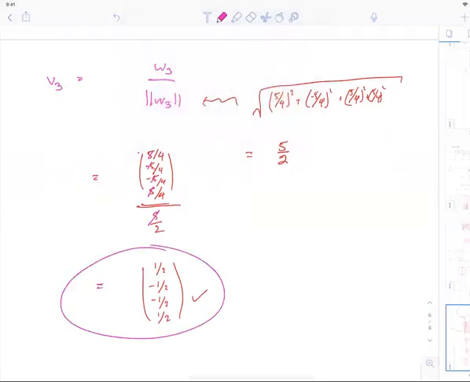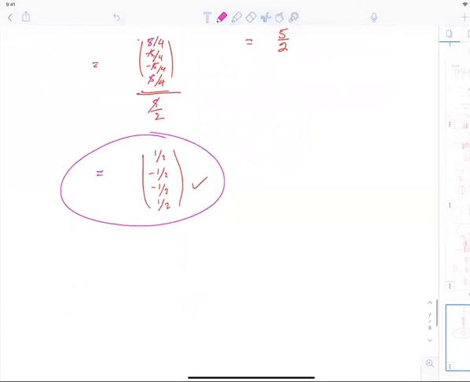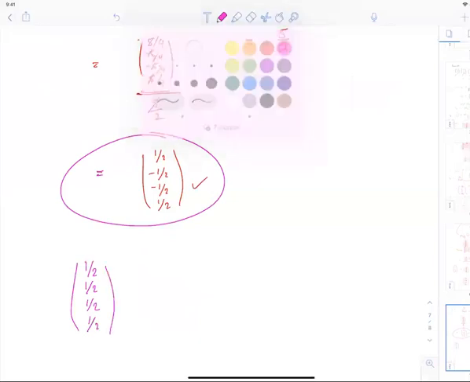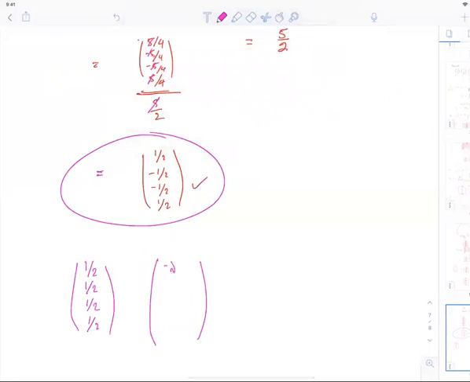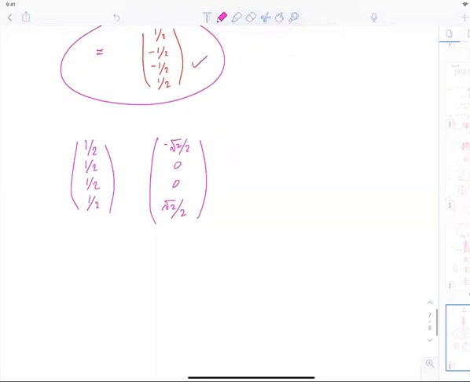So there's our V3. So what's our answer altogether? Well, for the first vector, we got 1/2, 1/2, 1/2, 1/2. The next vector, we got minus square root of 2 over 2, 0, 0, square root of 2 over 2. I guess you can also write this as minus 1 over square root of 2, 0, 0, 1 over square root of 2. And for the final vector, we got 1/2, minus 1/2, minus 1/2, and 1/2.